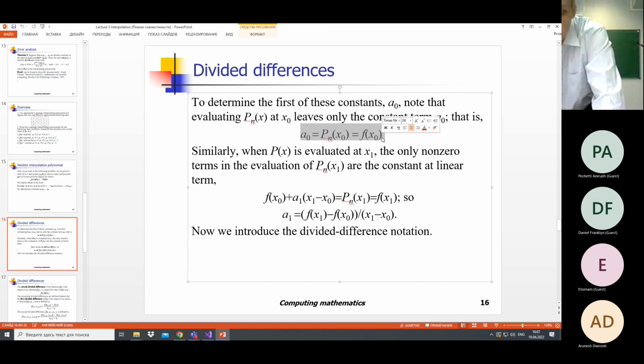The coefficient a0 just equals the value of the function: a0 equals f of x0. And after that, how to find a1? a1 equals (f1 minus f0) over (x1 minus x0).